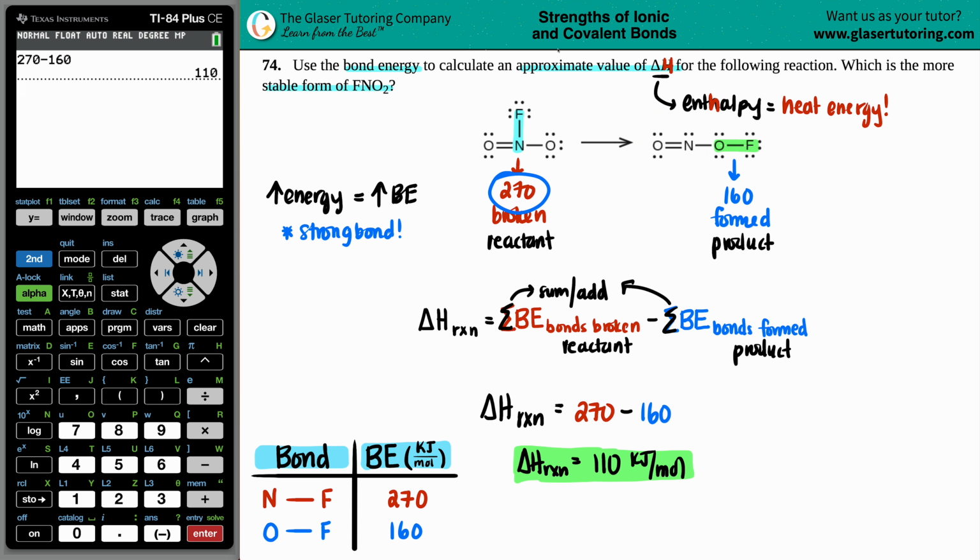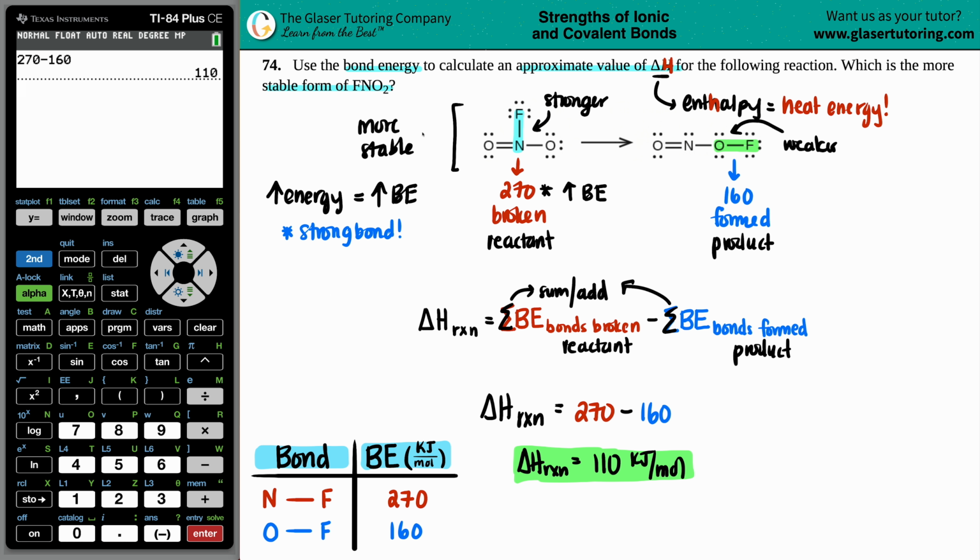Since this has a 270 versus this bond that's only 160, this has a higher bond energy. And because of that, the NF bond is actually stronger than the OF bond. And if this bond is stronger, and if this bond is weaker, the more stable form would be the one on the left, even though it's got the charges. So we'll say more stable.